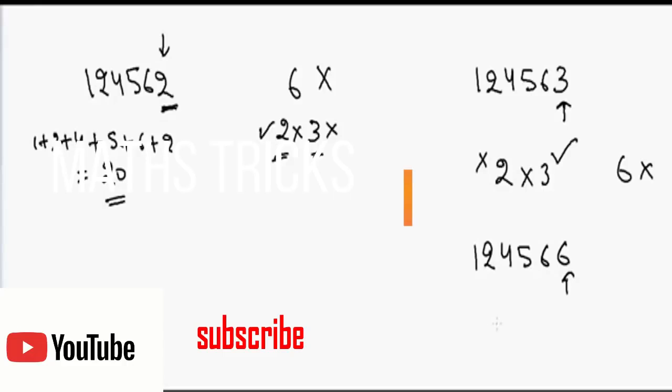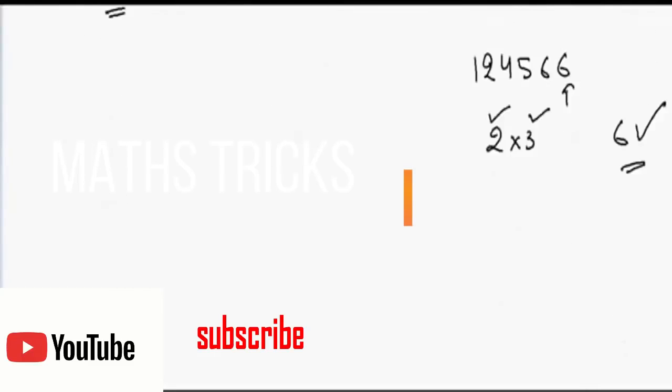So we'll have 2 into 3, it passes the test both for 2 and 3, so therefore it should be divisible by 6. So that's how we do the test for divisibility by 6. Now let's go for 8.